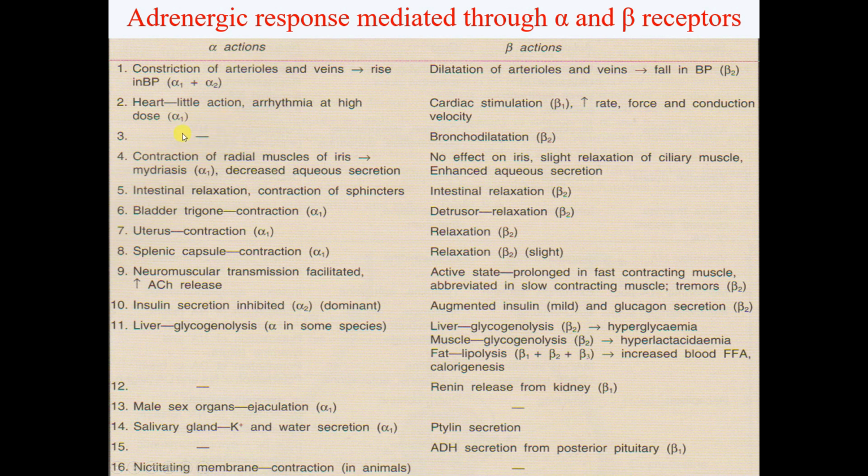Bronchioles, for alpha actions, none. Beta actions, bronchodilation for beta 2. Eyes, contraction of radial muscle of iris, mydriasis, for alpha 1, decreased aqueous secretion. Beta actions, no effect on iris, slight relaxation of ciliary muscle, enhanced aqueous secretion. Intestines, alpha actions, intestinal relaxation, contraction of sphincters. Beta actions, intestinal relaxation, beta 2, and others.